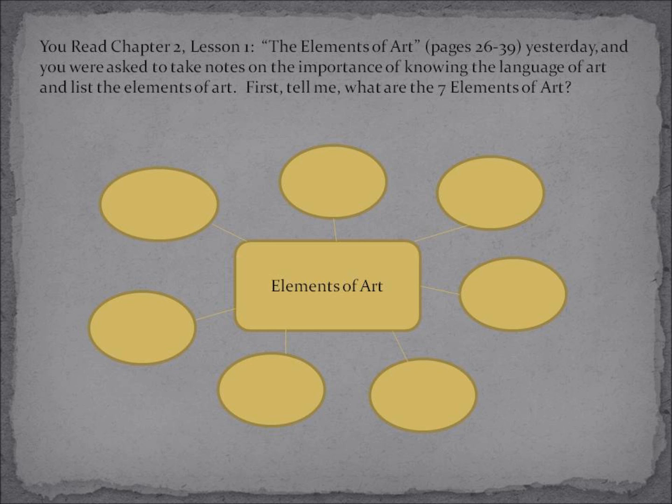You guys read Chapter 2, Lesson 1 yesterday. Who can tell me the 7 elements of art from the reading? Okay, we had line, shape, form, space, texture, value, and color.